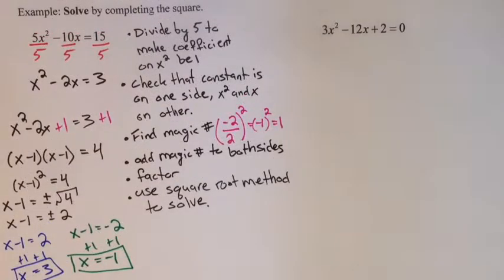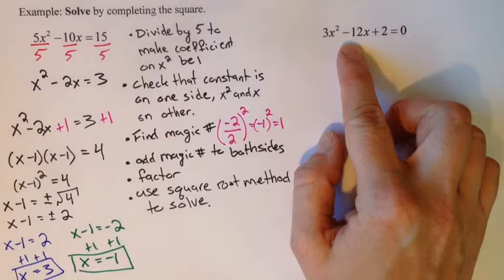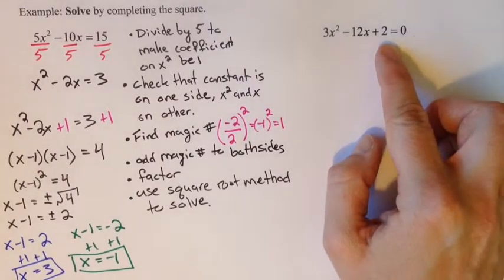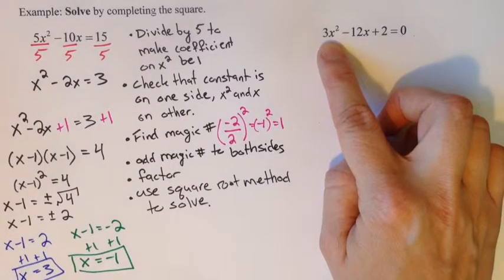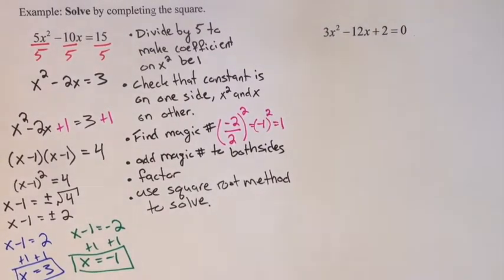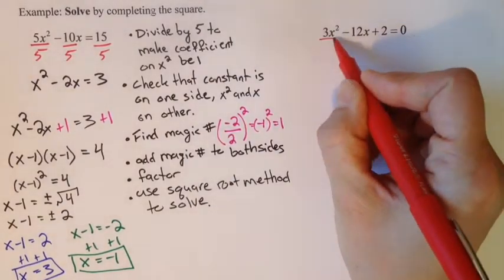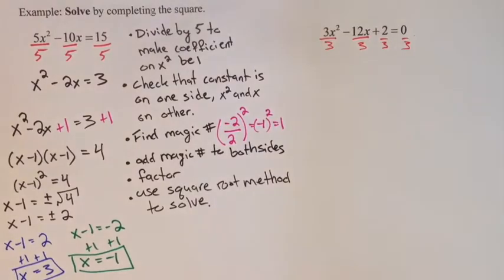Now that we've run through that example, let's do one more. Here I have 3x squared minus 12x plus 2 equals 0. The first thing I do is check to see that the coefficient on x squared is 1. It's not though, it's 3. So I'm going to need to divide everything by 3 to fix that. Remember, that means I'm dividing every single piece of my equation by 3.